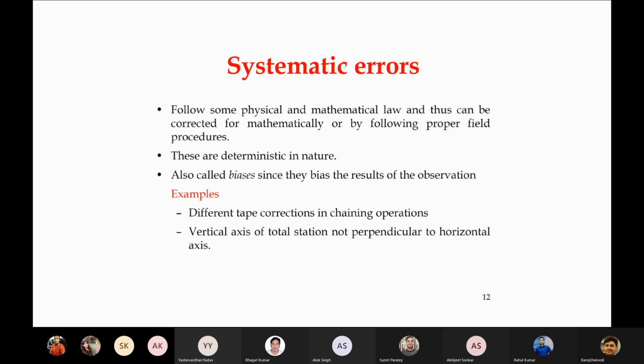Examples: different tape corrections in chaining operation, vertical axis of total station not perpendicular to horizontal axis. But forget about these examples. Simply put, systematic nature would be either in the positive direction, or cumulative in addition, or cumulative in subtraction. It will not be that one is positive and one is negative. We will see some examples of this. But what is more important, because I'll give you certain problems where you will feel that this deterministic nature plays a very vital role.